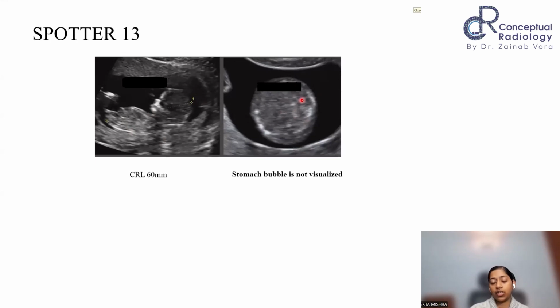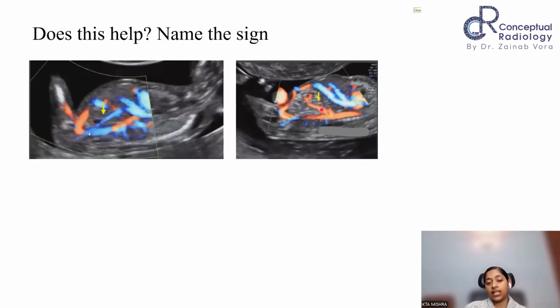So differential. What does your brain think of? Can this be an abnormality? It can point to an abnormality. Excellent. So the baby was in sagittal position, so I turned on the color. This is the baby, and this image on the other side is for your reference. Now, this image is telling me the answer. I want you to tell me which sign is this.